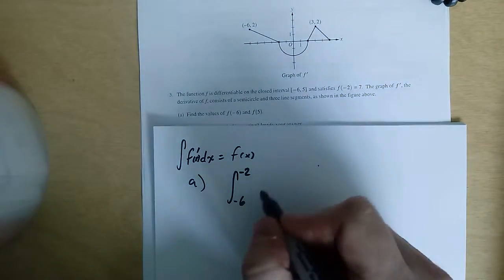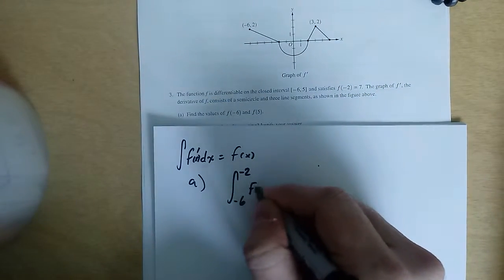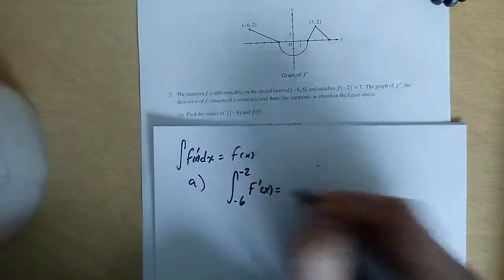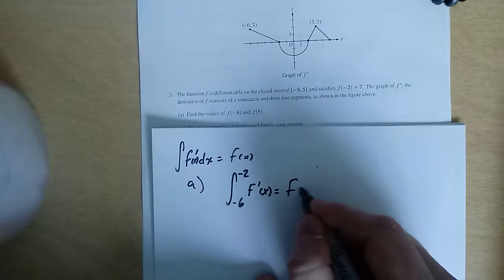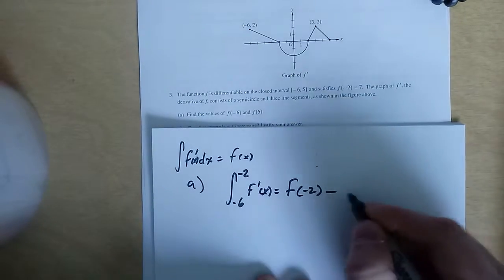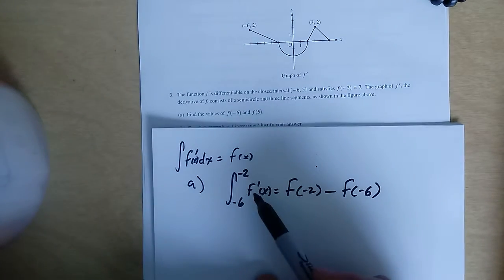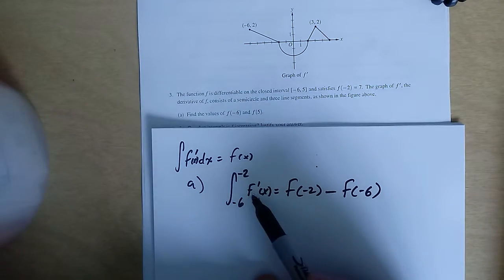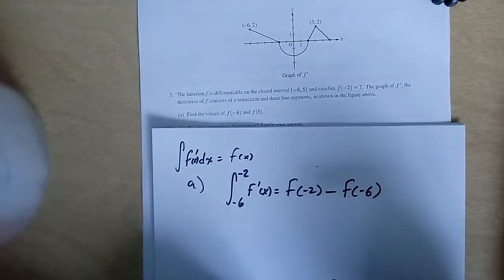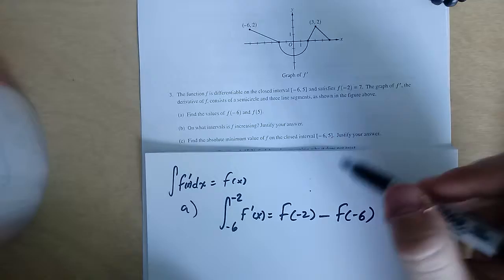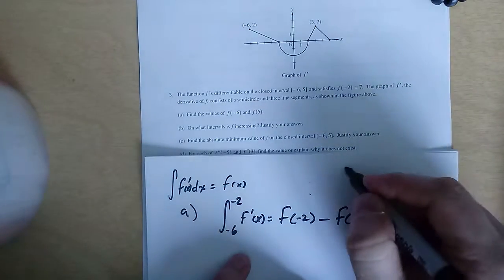So we can say the integral from -6 to -2 of f prime of x. And using the fundamental theorem of calculus, I know that that's going to be equal to f of -2 minus f of -6. Remember, because if the derivative of f is f prime, then the integral of that will be f. So the cool thing is I can find the area of this first shape, and let's find the area of these three shapes right now.